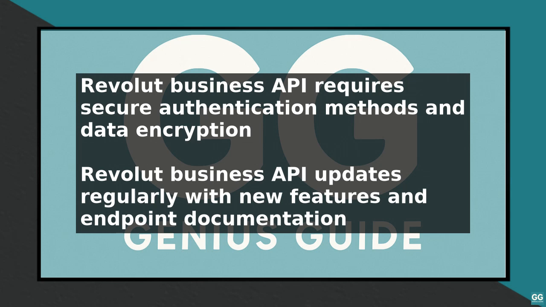In conclusion, the Revolut Business API is a powerful tool for streamlining financial operations and automating tasks. By following the steps and best practices outlined in this guide, you can unlock the full potential of the API and take your business to the next level. With its robust features, secure architecture, and easy integration, the Revolut Business API is an essential tool for any business looking to simplify and automate its financial operations.